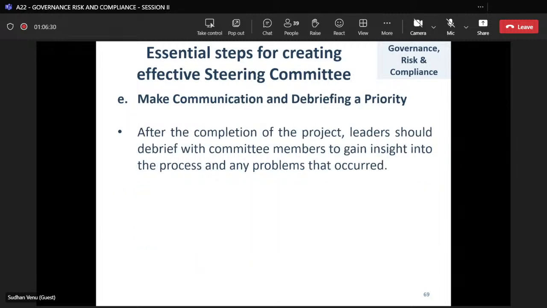And after the completion of the project, leaders should debrief the committee members to gain insight into the process and any problems that occurred. So once everything is done, the committee members will gain the insight into the process and any problems that occurred, and they will be debriefed in terms of the essential steps to carry out for creating that effective steering committee team.